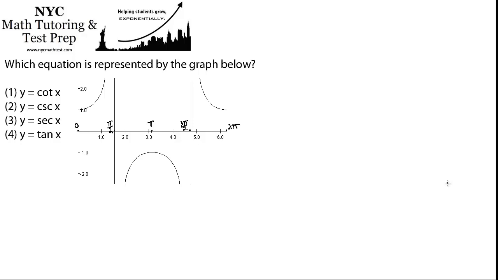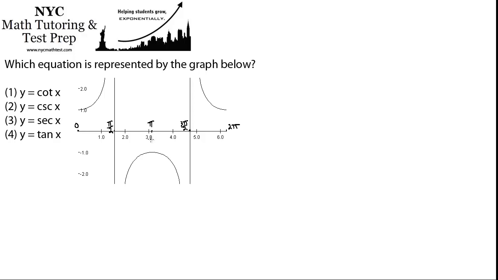Which equation is represented by the graph below? I've taken this graph not directly from the book, but I've recreated the graph in the book using a graphing tool, and I've marked some of the key points on there. We have a graph from 0 to 2 pi, and the asymptotes are at pi over 2 and 3 pi over 2, and I've also shown pi in the middle.